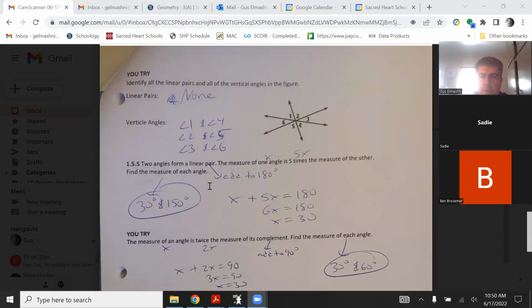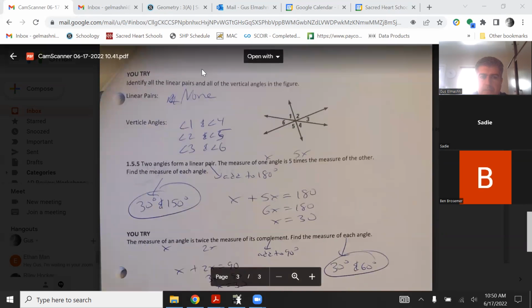So you try linear pairs. There are no linear pairs here. I mean, you have 3 lines all intersecting, but you don't have a pair of angles adding up to a line. So there are actually none here. 1 and 2 don't form a line. 2 and 3 don't form a line. 3 and 4 don't form a line. 4 and 5 don't form a line. 5 and 6 don't form a line.